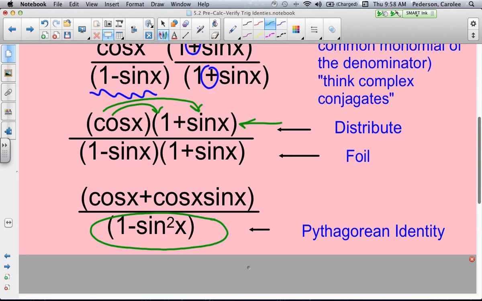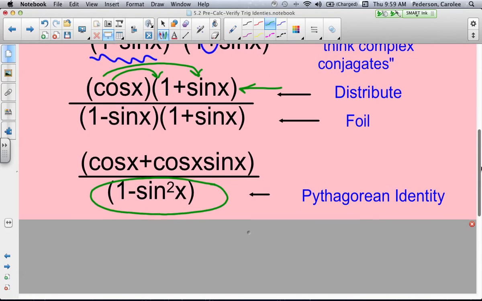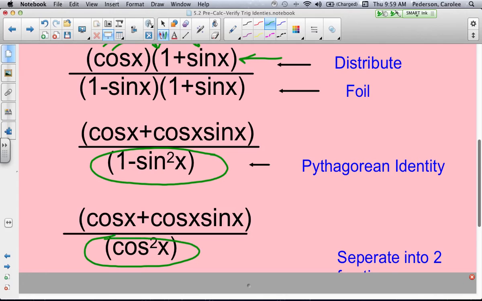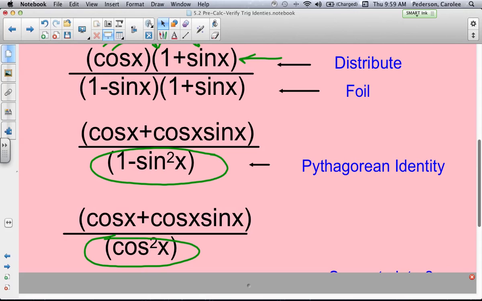1 minus sine squared of x is cosine squared of x. That green piece is a Pythagorean identity that we can replace with cosine squared of x. Now there's lots of cosines of x in that problem now. What might I want to do next?